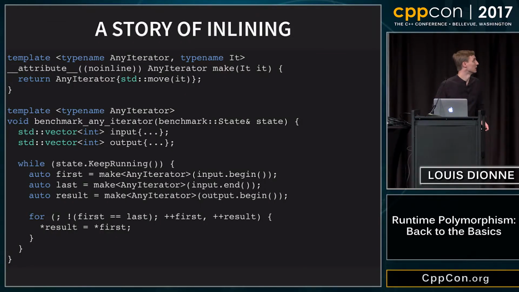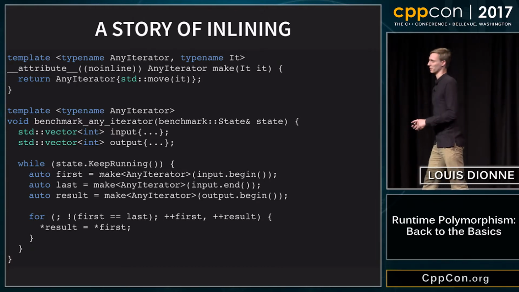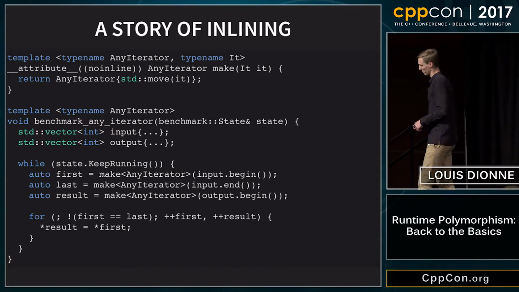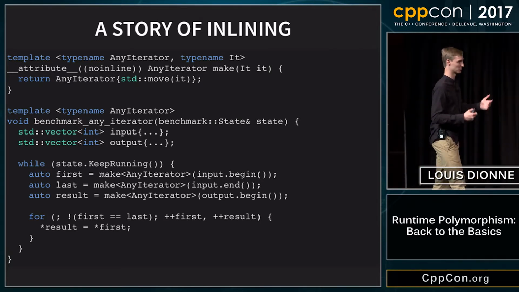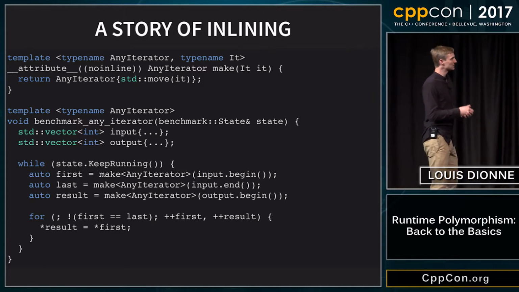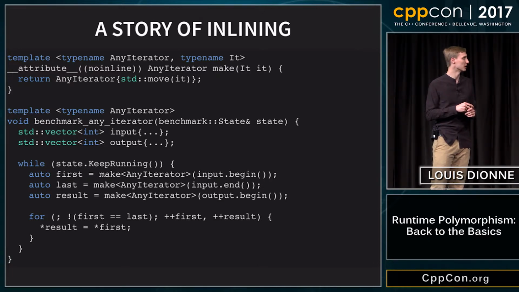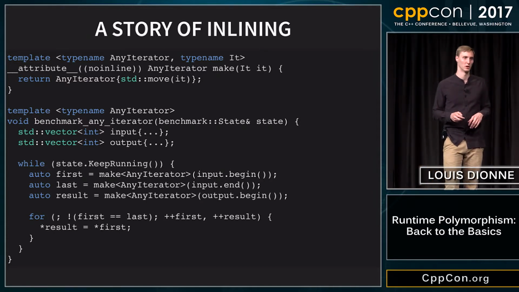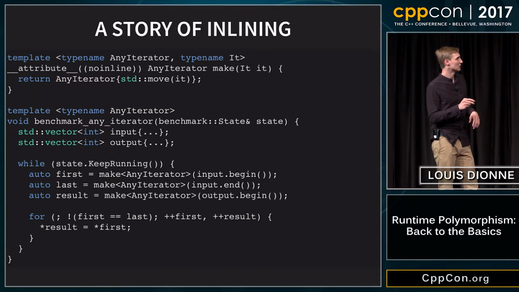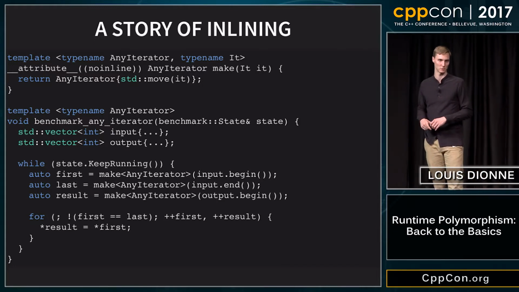And now I have another fun story about inlining. So I had this benchmark. I mean, it's not exactly the benchmark I had, but something like this, where I was type erasing an iterator, which is not a super clever thing to do, but I was just playing around. Basically, I have an input vector and an output vector, and I create iterators over them, and then I just copy the input vector into my output vector. The interesting thing here is that each comparison, each increment and each dereference is going through a virtual call because everything is type erased.